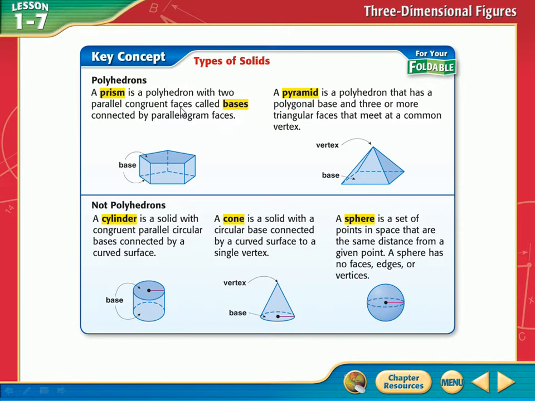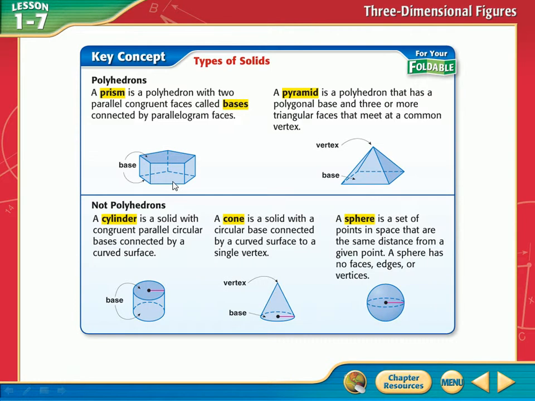What's the difference between a prism and a pyramid? Look at it. A pyramid has a base, but what's it do? All the sides come up to a what? To a point, which is called the vertex. Okay, so the point is called the vertex. So a pyramid all comes up to a point.